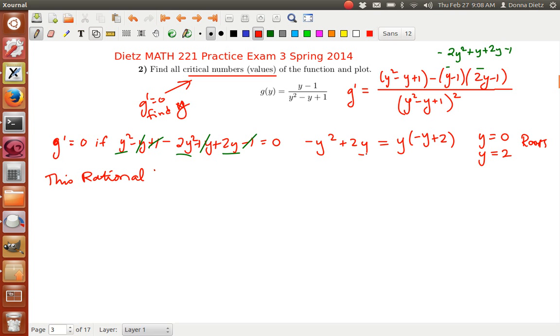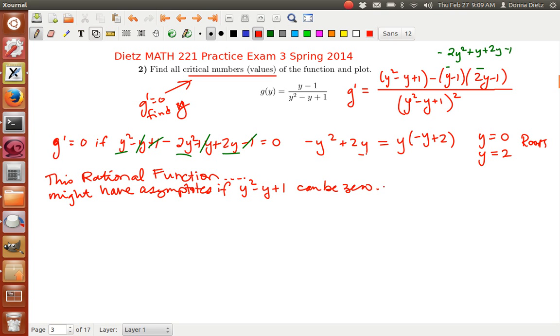Okay, this rational function, we are lucky, actually has no division by 0. But that's a surprise. It might have asymptotes, and remember that we had a list of instructions on how to plot rational functions. It might have asymptotes if y squared minus y plus 1 can be 0. Let's see if it can.